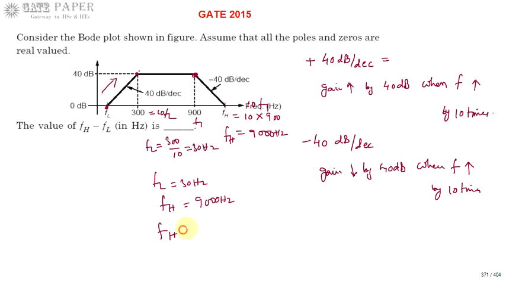So FH minus FL is equal to 9000 minus 30, which is nothing but 8970 hertz, or 8.97 kilohertz. So this is the right answer for this question. FH minus FL is 8.97 kilohertz or 8970 hertz. Thank you.